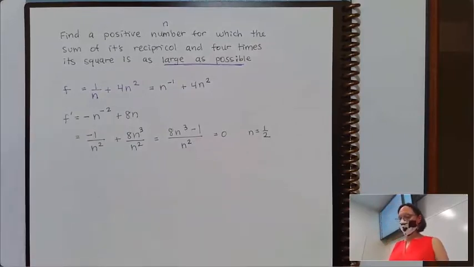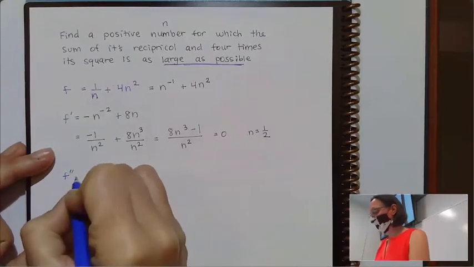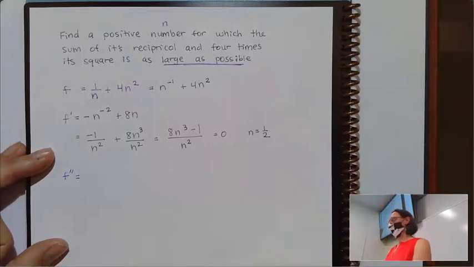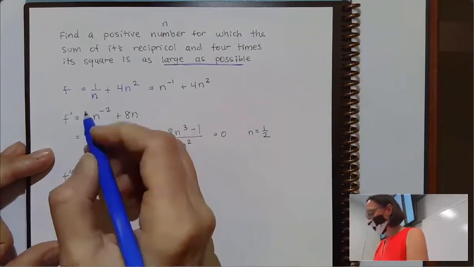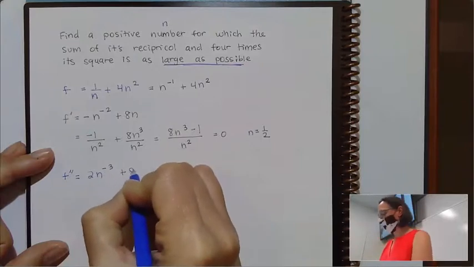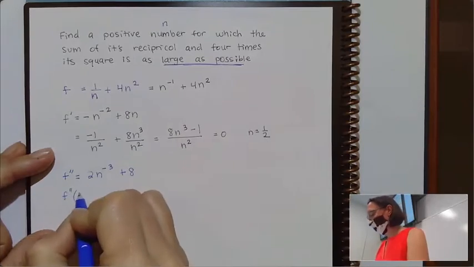I don't know how picky your instructor or realistically the TA grading things is going to be, but I would say we should still show that this is as large as possible, meaning I would want to show that my second derivative worked out to be negative if this is going to be a maximum. So when I take that second derivative, negative 2 times negative 1 will make that a 2n to the negative 3 plus 8.